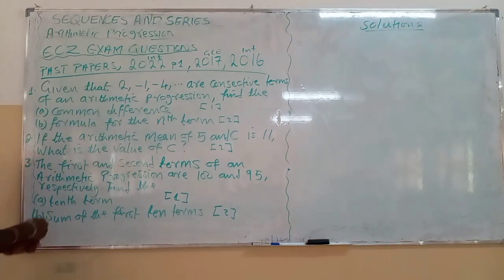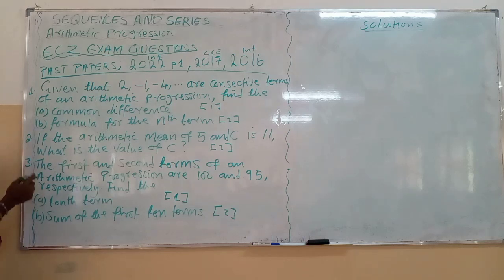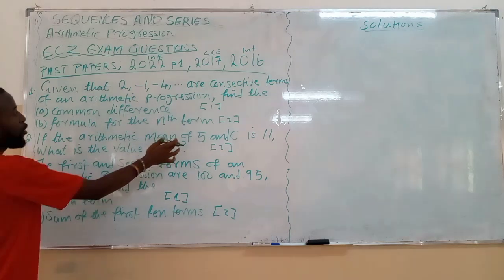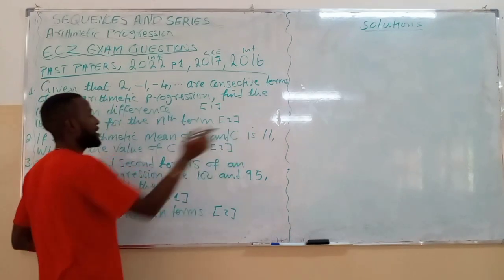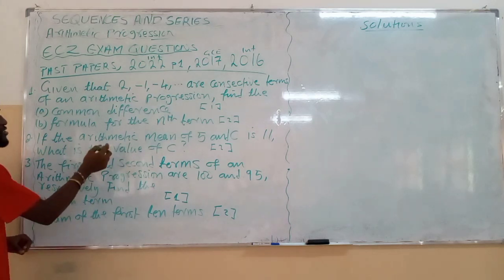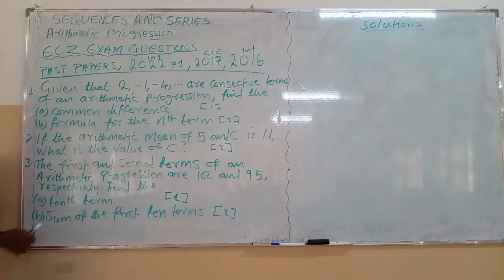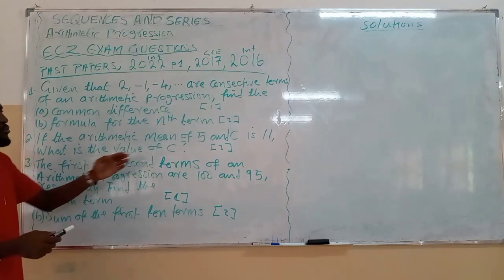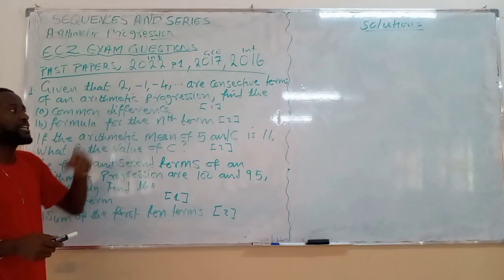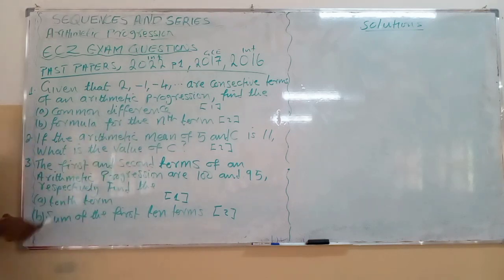So now let us see how we can answer question 2. Question 2. If the arithmetic mean of 5 and C is 11, what is the value of C? Now, this is the 2017 GCE paper. It carries 2 marks already. Of course, there was another question of finding the nth term, which I've removed so that we concentrate on the mean, because the nth term we are looking at in the next question.